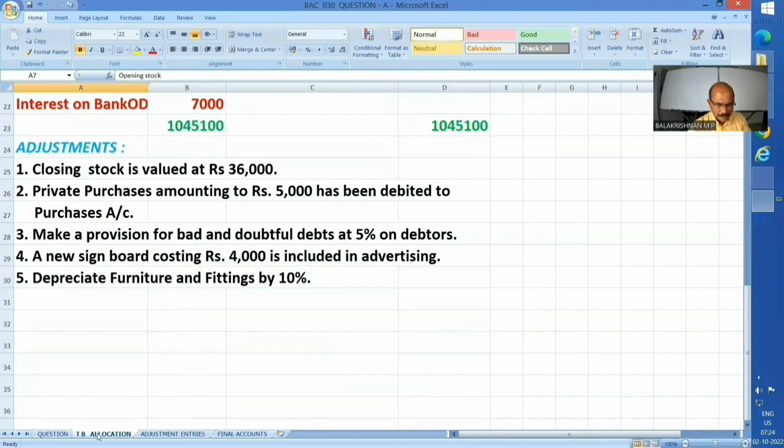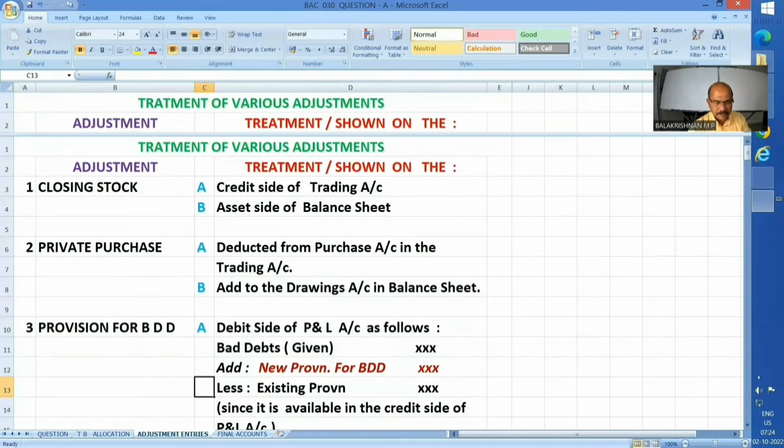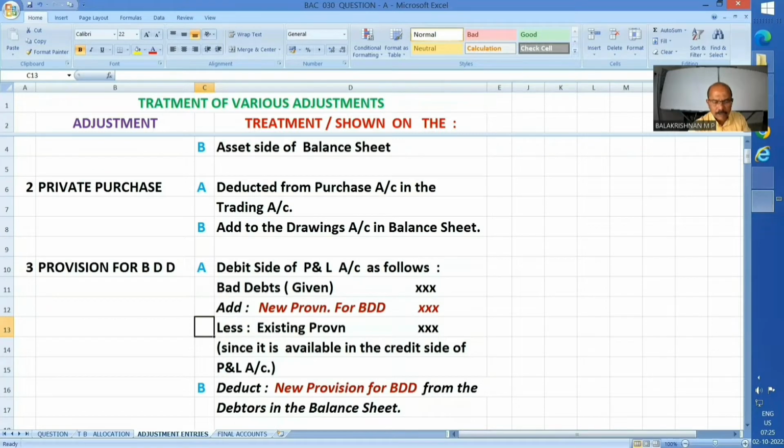Next adjustment: make a provision for bad and doubtful debts at 5% on debtors. What is the provision for bad and doubtful debts? What's the difference between a bad debt and a provision for bad and doubtful debts? Bad debt is confirmed; he is not going to give it. For provision, while finalizing the accounts, I listed down all my debtors and found that a certain percentage of them are unlikely to give. Suspected cases of bad debts. Even a suspected loss is also a loss.